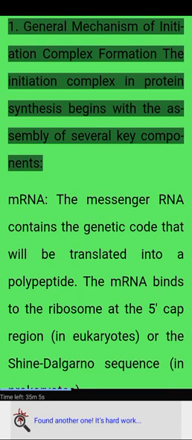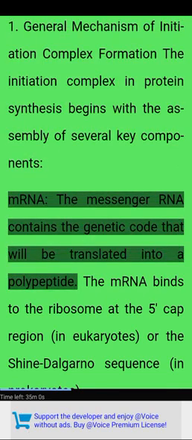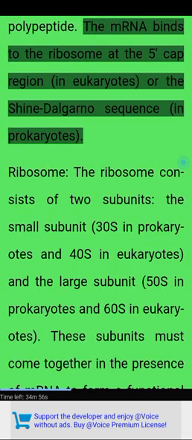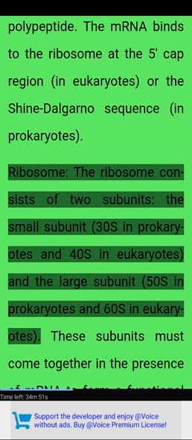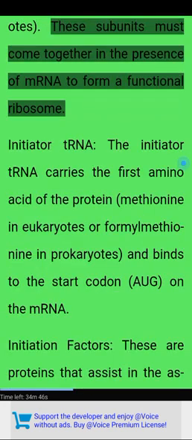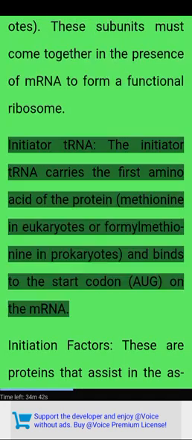The initiation complex in protein synthesis begins with the assembly of several key components. mRNA: the messenger RNA contains the genetic code that will be translated into a polypeptide. The mRNA binds to the ribosome at the 5' cap region in eukaryotes or the Shine-Dalgarno sequence in prokaryotes. Ribosome: the ribosome consists of two subunits, the small subunit, 30S in prokaryotes and 40S in eukaryotes, and the large subunit, 50S in prokaryotes and 60S in eukaryotes. These subunits must come together in the presence of mRNA to form a functional ribosome.